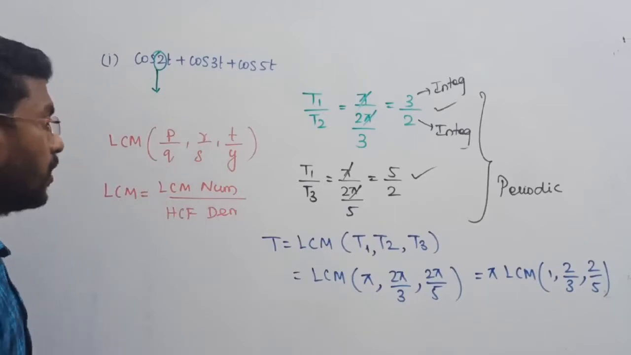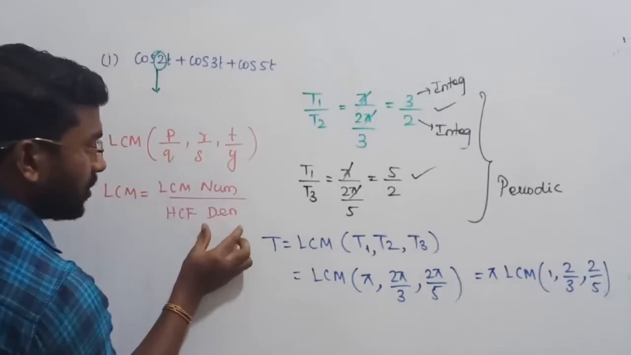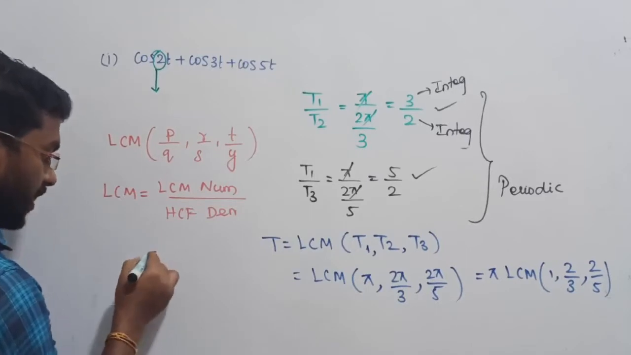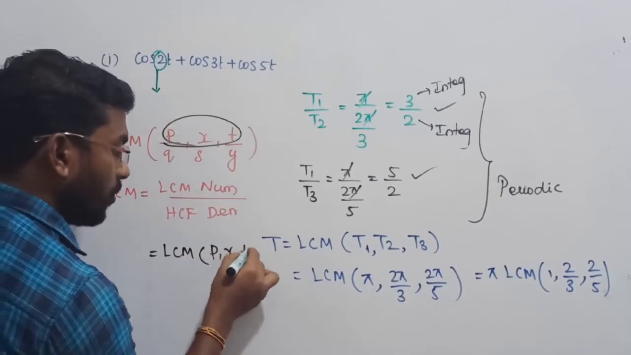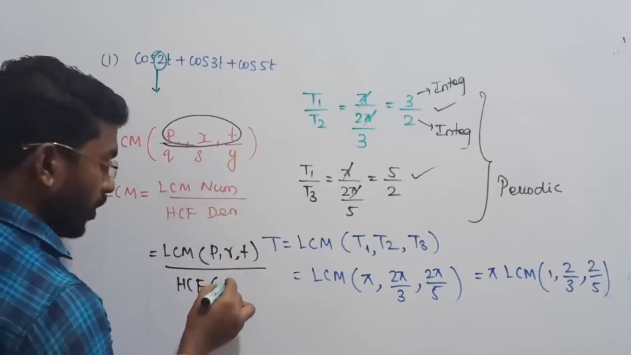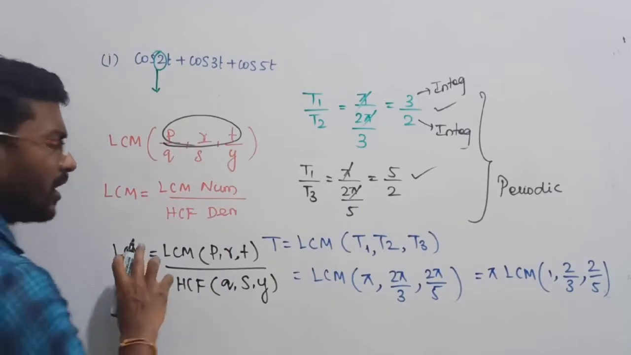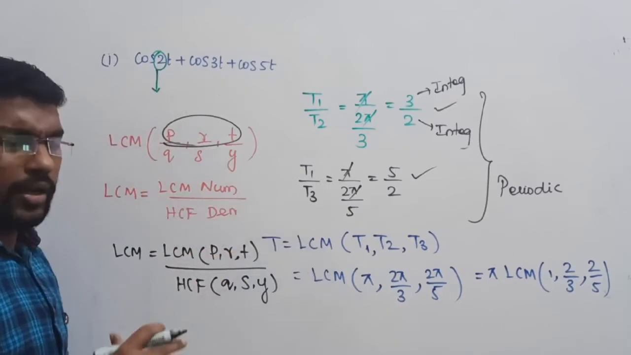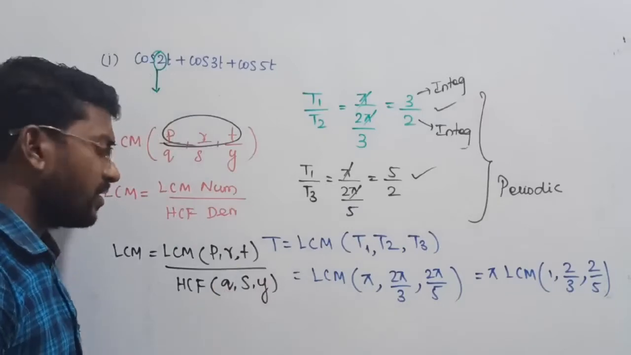For fractional numbers, in the numerators we find the LCM, and in the denominators we find the HCF. That is the general procedure. In this case, it can be written as the LCM of the numerators P, R, T, whereas in the denominator the HCF, the highest common factor, of Q, S, Y. That is how we find the LCM for rational numbers. In fractional numbers, we have to do it like this. Normally we know this process. If you don't know it, please refer to some YouTube channels and you will get the answer. Let us proceed with this.